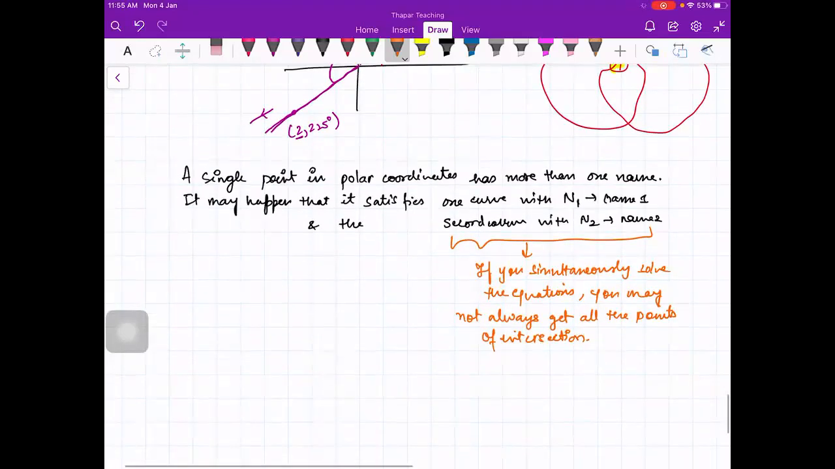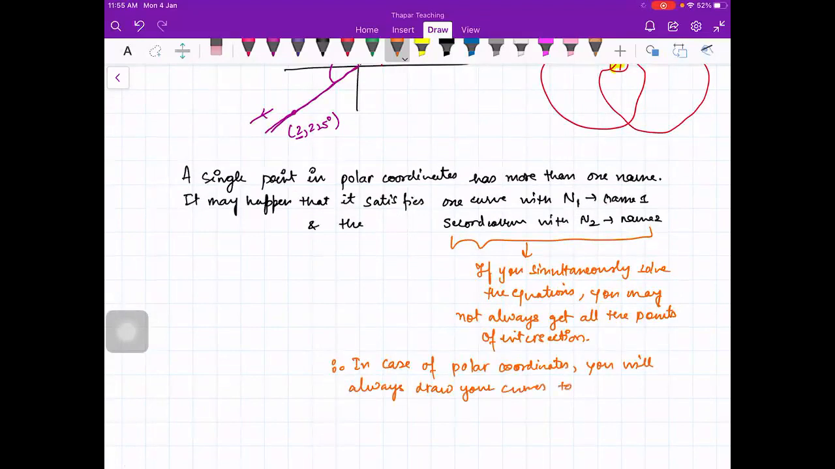Therefore, in case of polar coordinates, you will always draw your curves to get points of intersection. Is that okay, beta? That is why plotting in polar coordinates is more important as compared to Cartesian coordinates, because there you can get points of intersection just by solving the equations. But here you don't have any other choice. You have to plot your curves to look at the points of intersection.